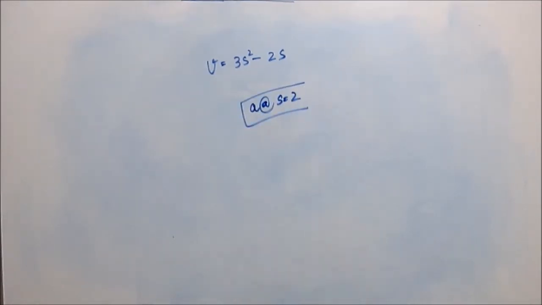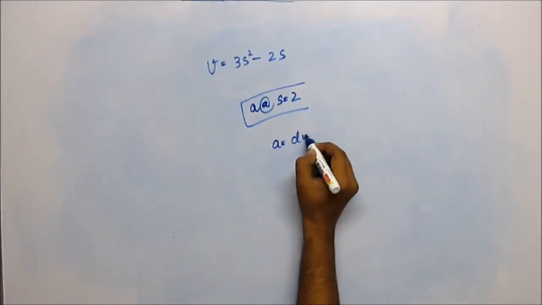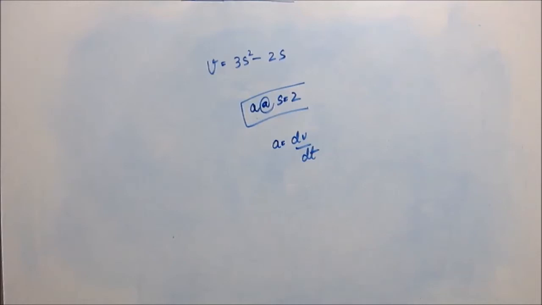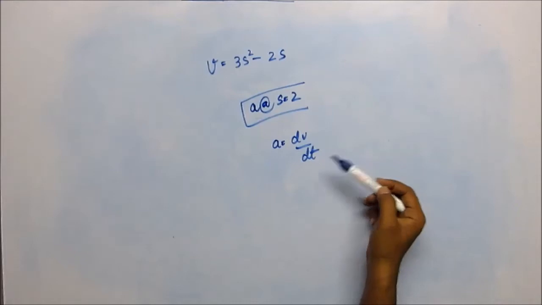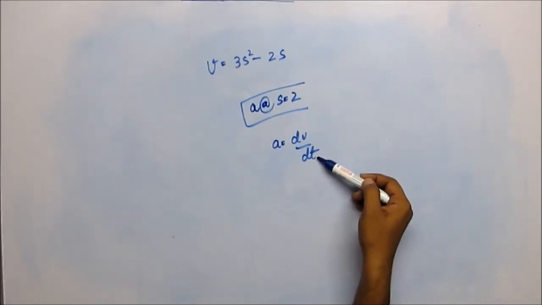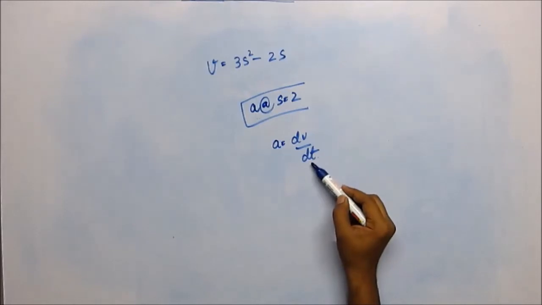Now, how do we do this? Acceleration is dv by dt. We know this. Acceleration is the rate of change of velocity, change in velocity upon change in time. This formula we have seen before. Now, here we don't have velocity as a function of time. We have velocity as a function of displacement. So this as such is not going to be used straight away.